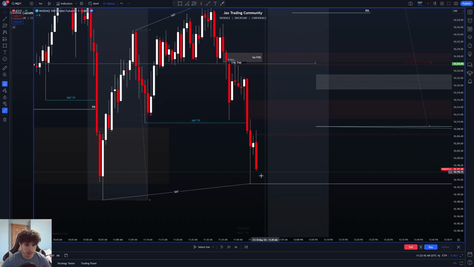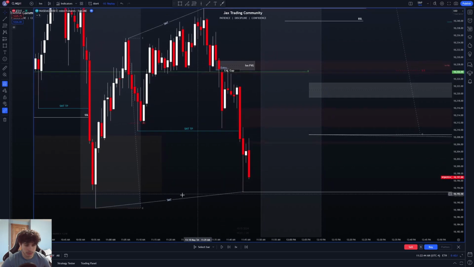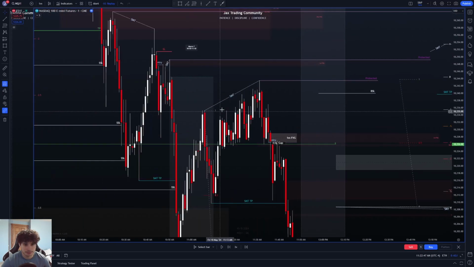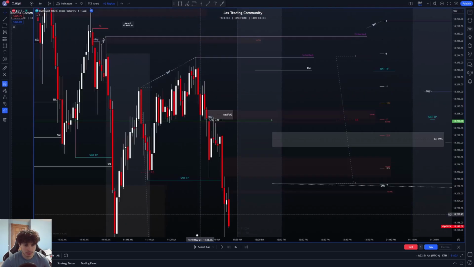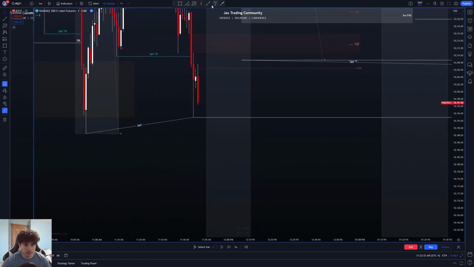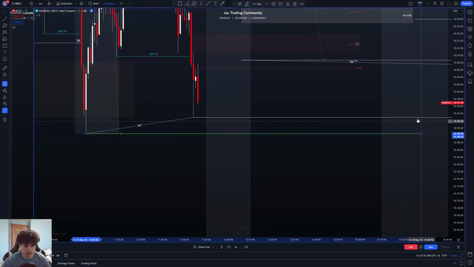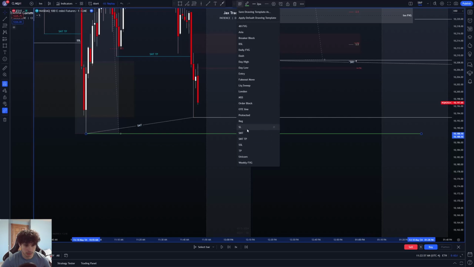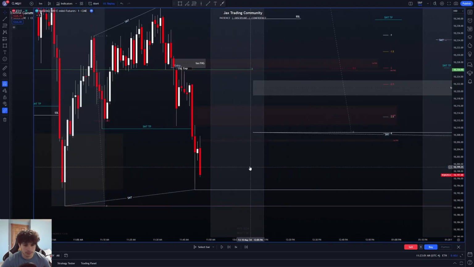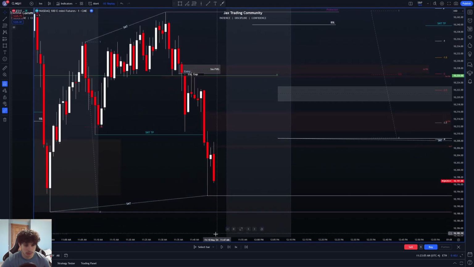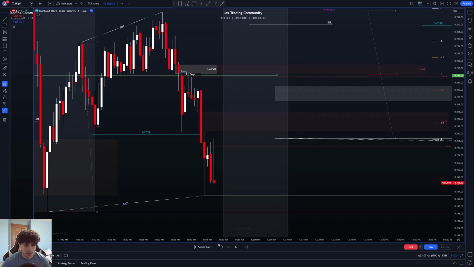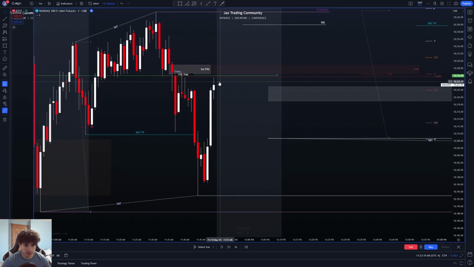I want to see it's kind of, we also wick up. So this is most likely going to be in play. This protected high would be your SMT TP for this SMT. And then down here would be your protected low. I want to see us displace up. There's our displacement up.